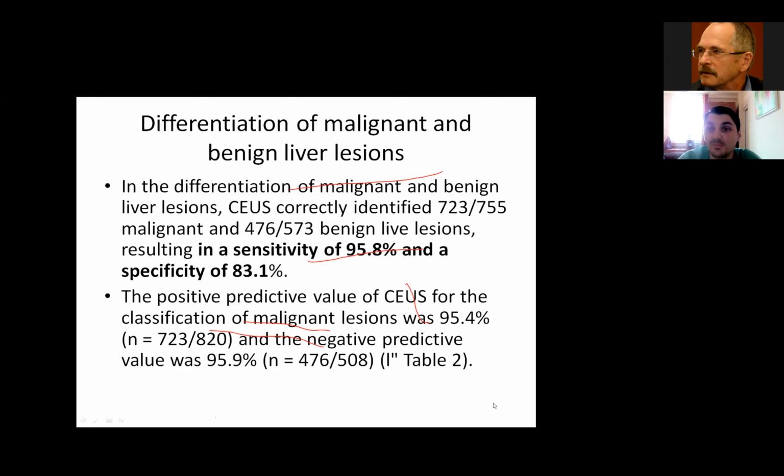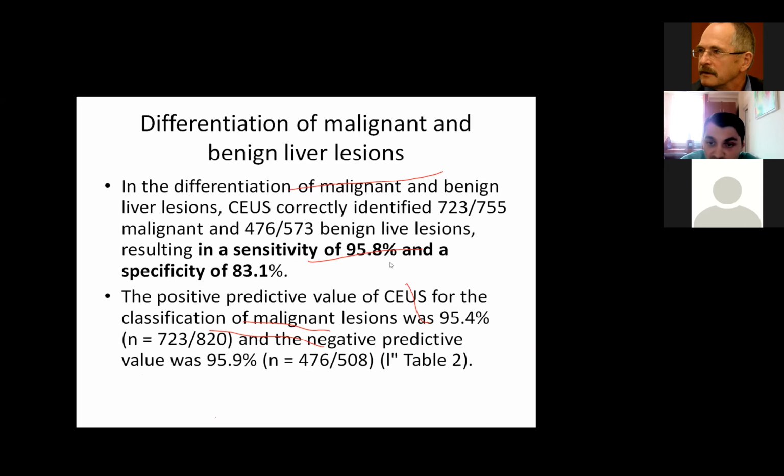The differentiation between malignant and benign liver lesions is quite good for use in clinical practice, with a sensitivity of 95% and a specificity of 83%. So it was an excellent method for establishing the malignancy of the lesion, which is quite important, mainly in clinical practice, when you can make a diagnosis in a few minutes and you can talk later on and establish the strategy and the management of the lesion. The positive predictive value of CEUS for the classification of malignant lesions was 95%, and the negative predictive value was the same, 95.9%.